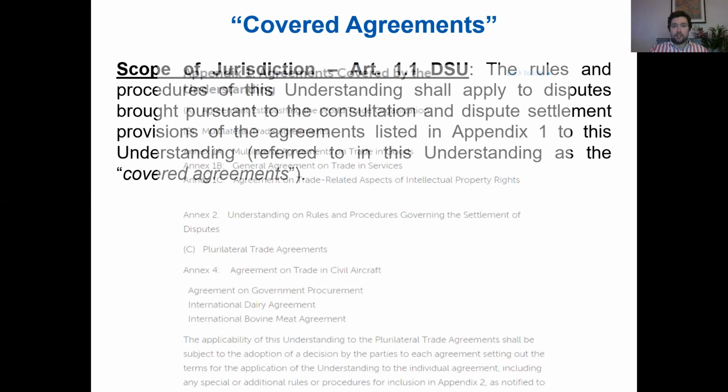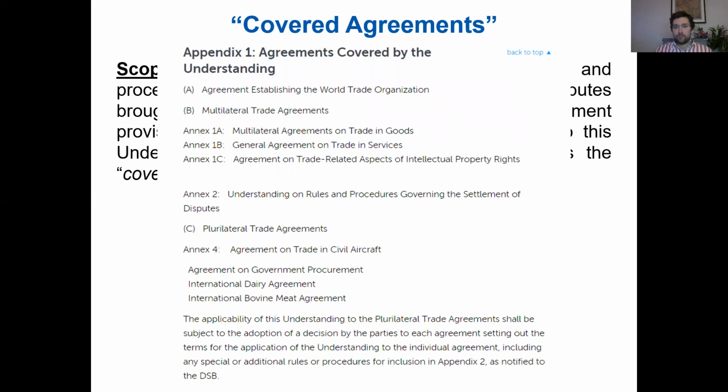What is there in this Appendix 1? If you see the Appendix 1 list, you will be struck by how much it reflects the structure of the WTO agreements. On the one hand, it's the Marrakesh Agreement itself, then the multilateral trade agreements on goods and services, on intellectual property, and the DSU itself.